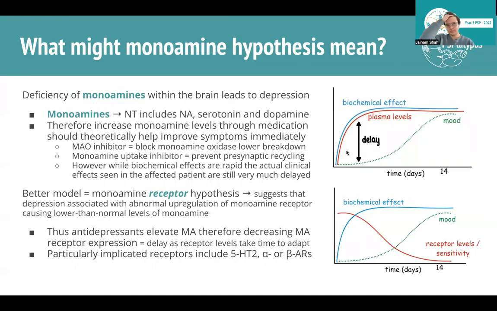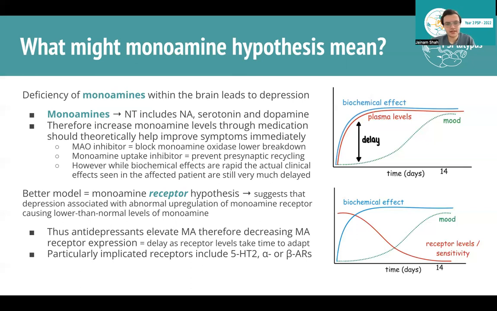So again, the basis behind how a lot of these medications work comes from the monoamine hypothesis. So essentially what a lot of scientists believed was that depression arises because you have a deficiency in these compounds known as monoamines within the brain. So monoamines are neurotransmitters that include things like noradrenaline, serotonin, dopamine. Therefore, what they believed was if we increase the levels of monoamine through some medications, then theoretically we would have an improvement in symptoms immediately.